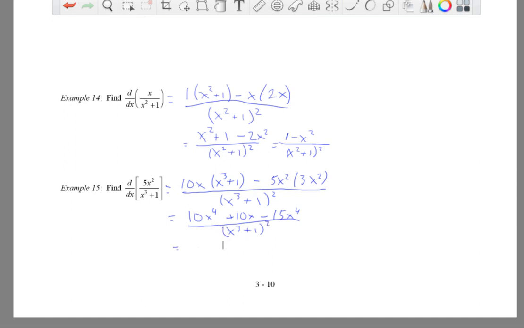And let's combine our like terms. So we have negative 5x to the 4th plus 10x divided by that quantity x cubed plus 1 squared. And you always want to think, can I factor this? I can pull out the 5x, but then I'm going to have a minus still in the top, and I'm not going to be able to simplify that with what I have here. All right, let's go on to the next page.